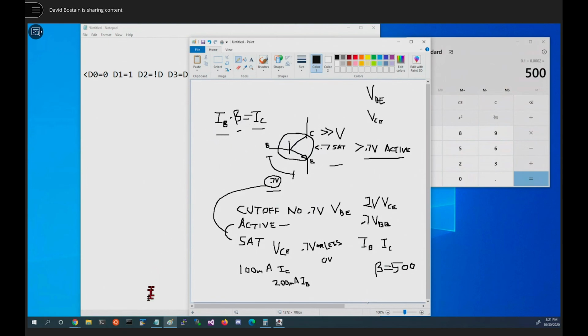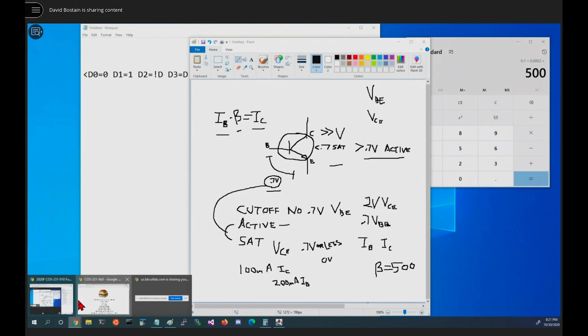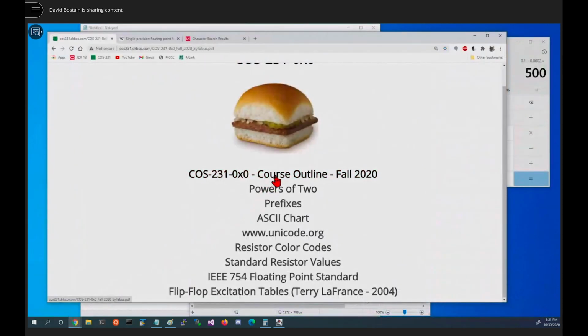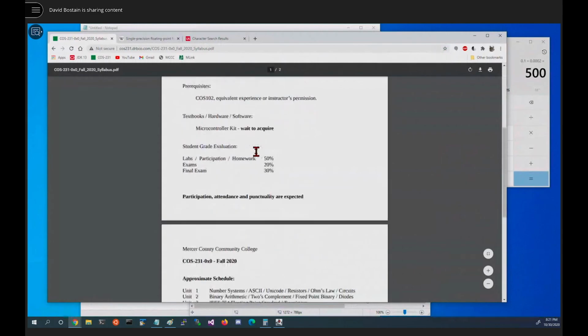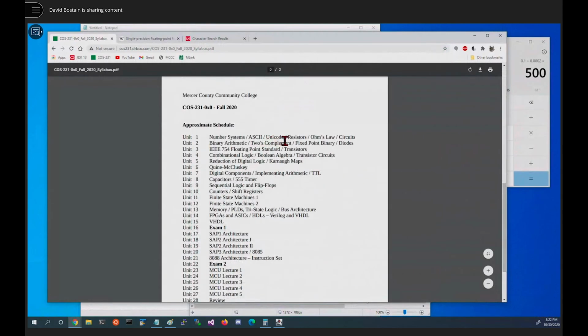Okay, let's look at our syllabus and see if we got everything covered. Number systems, ASCII, Unicode, resistors, Ohm's law, circuits, binary. We didn't do any arithmetic. Yeah, we kind of did. Two's complement, fixed point, binary, diodes, LEDs, floating point standard, transistors. Combinational logic, we'll talk about that down here. Boolean algebra, we talked a lot about that. We actually did a problem with Karnaugh maps, transistor circuits, digital logic reduction. We did that with Karnaugh maps, Quine-McCluskey.